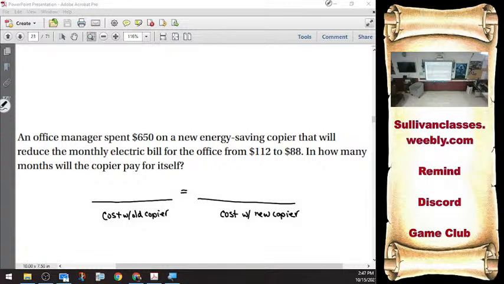What is the cost per month of running under the old copier versus the new copier? What did the bill used to be? 112 per month. 112 per month. What is the cost with the new copier?